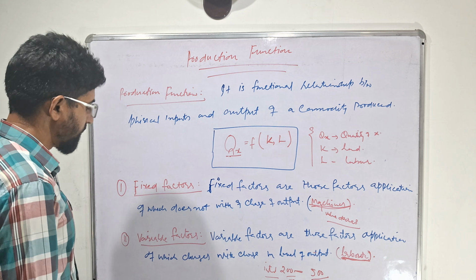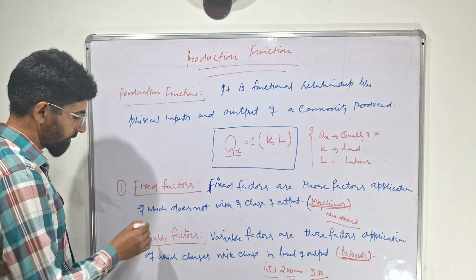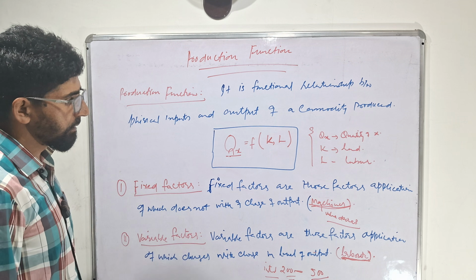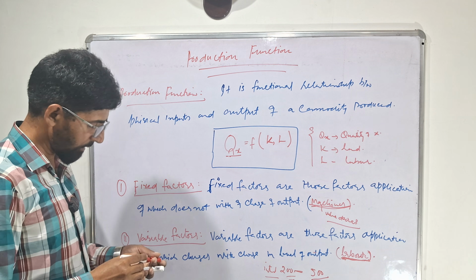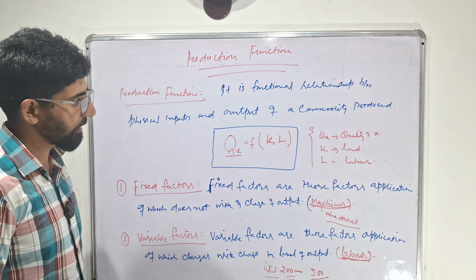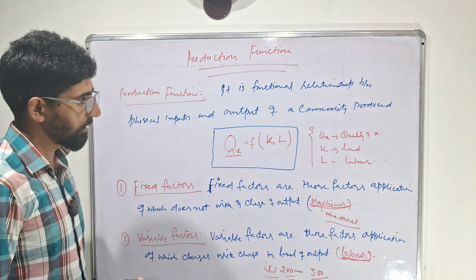These were the two concepts, fixed factors and variable factors, and production function. In the next lecture, I will take total product, marginal product, and average product with the help of graphical representation.